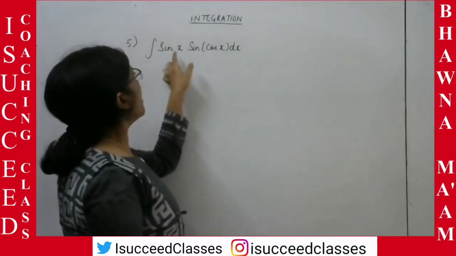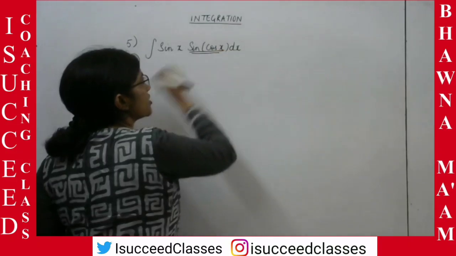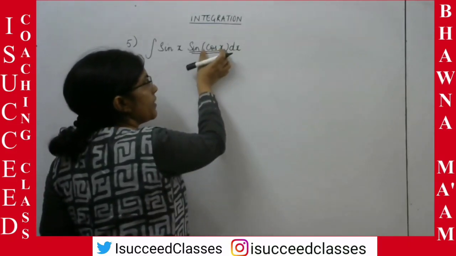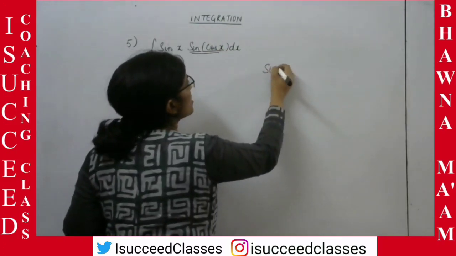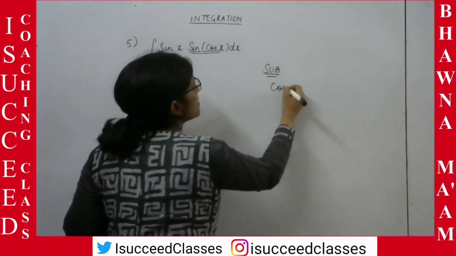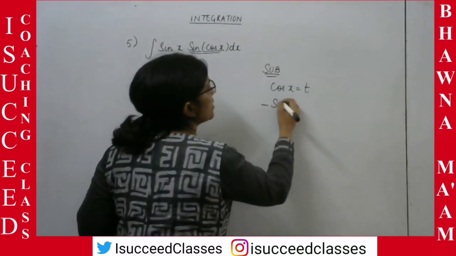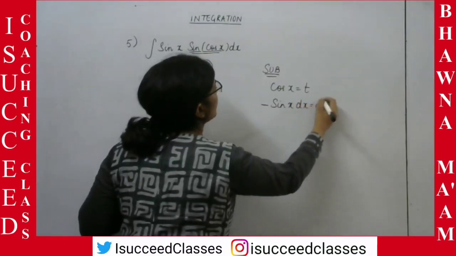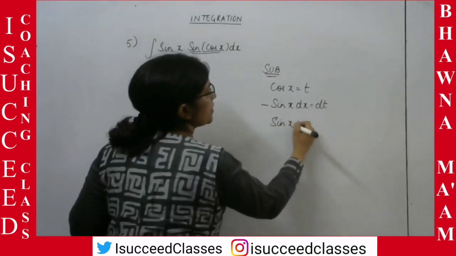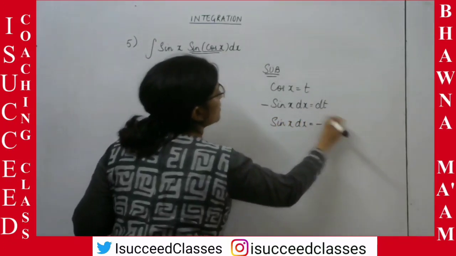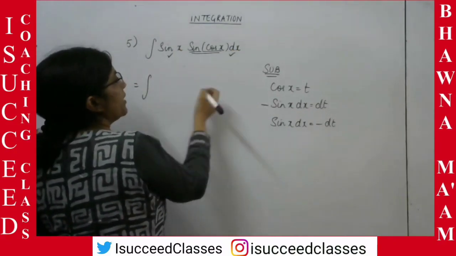Now let's see here. As you can see, we have sin x and sine of cos x. This is a composite function. So let's try to put this as t and see if we can make it integrable. So we are going to substitute cos x as t. The derivative being minus sin x dx is dt. So we have sin x dx. Sin x dx is minus dt. So in place of sin x dx, we are going to write minus dt.